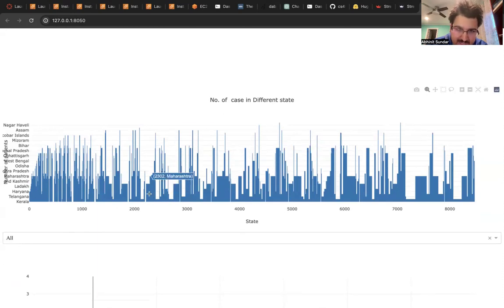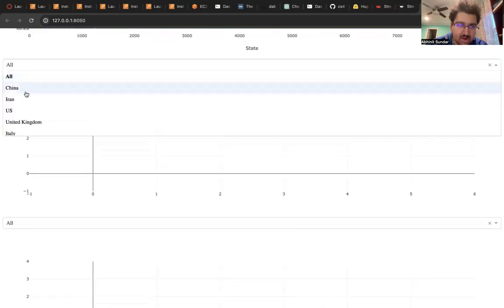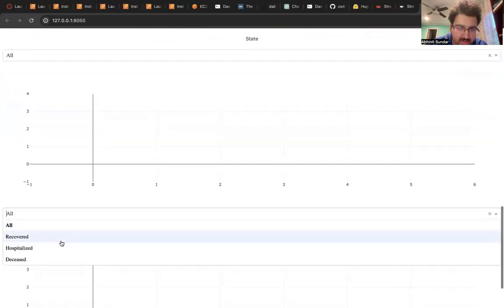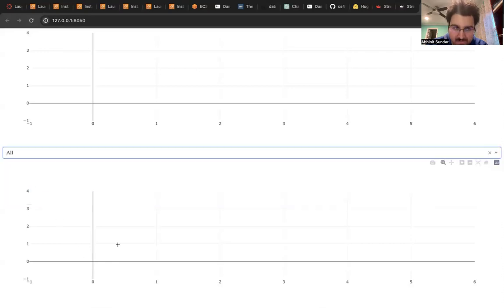If you can see, as I'm moving my screen interactively, this is showing the number of patients afflicted and the state in which that patient is afflicted in India. Apart from this, I have all the different countries across the world and the respective cases where COVID was afflicted. And I also have recovered, hospitalized, and deceased as the three main criteria for my app.